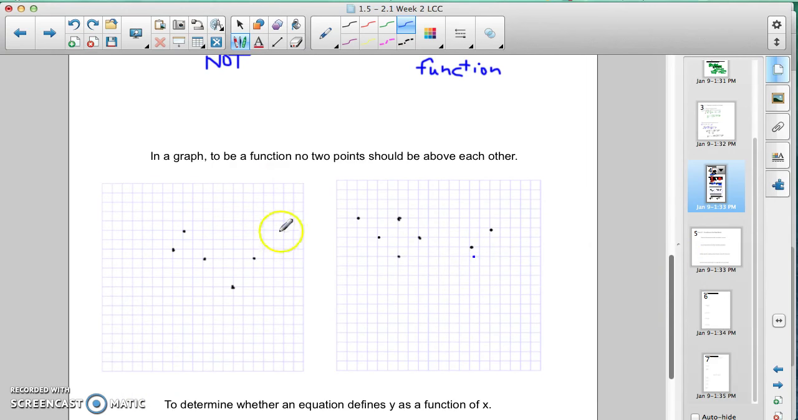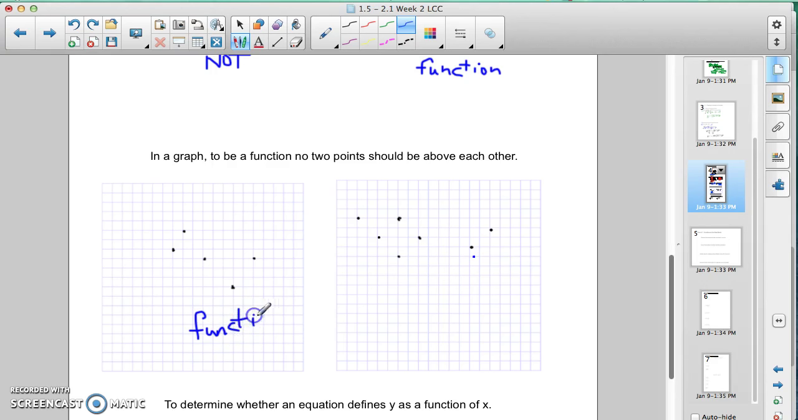Okay, on a graph, we're looking for the same type of thing. We're looking for a mapping. So no points should be above each other. This is one x value mapped to a y value, one x value mapped to a y value. So this is a function here because every one of the x's only has one y.